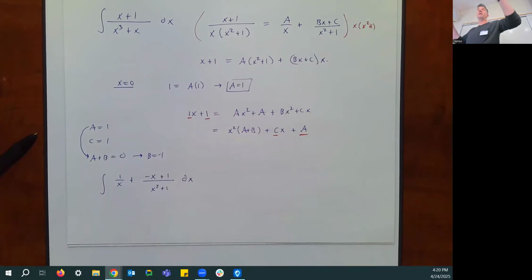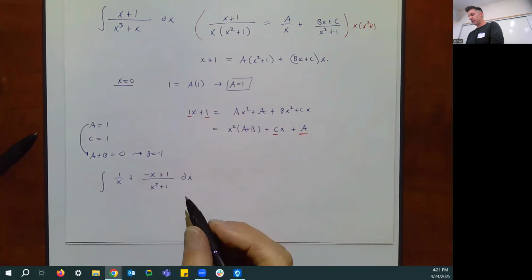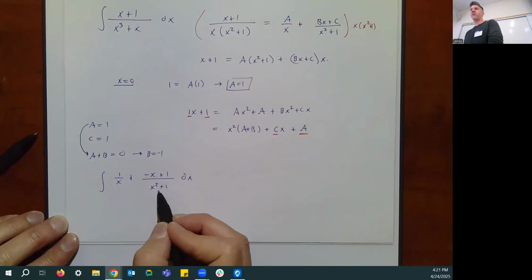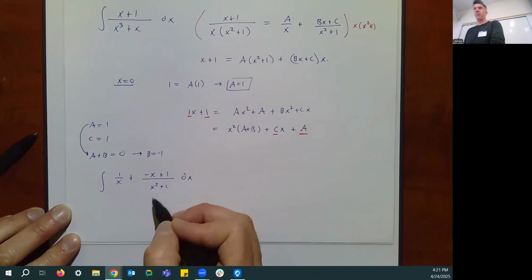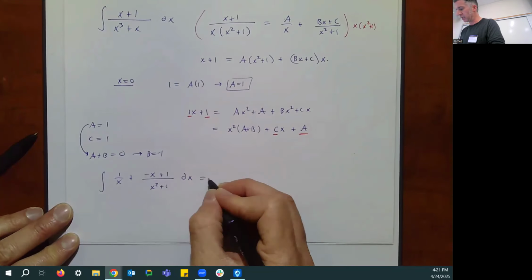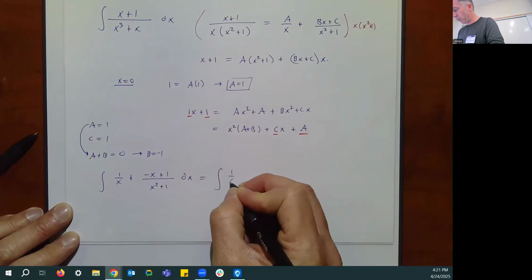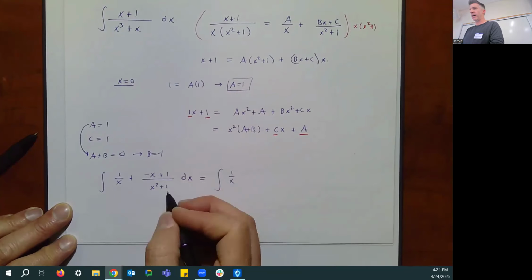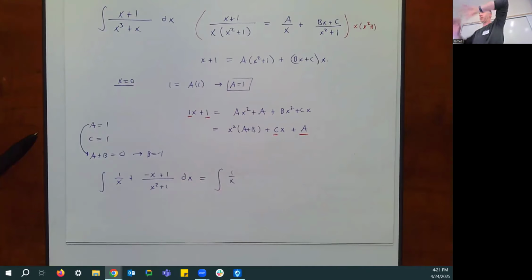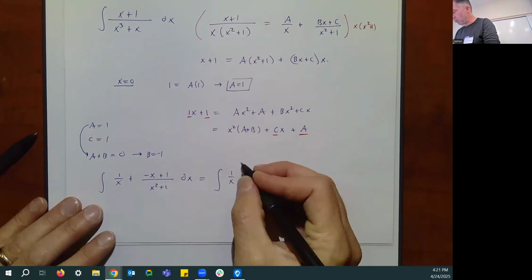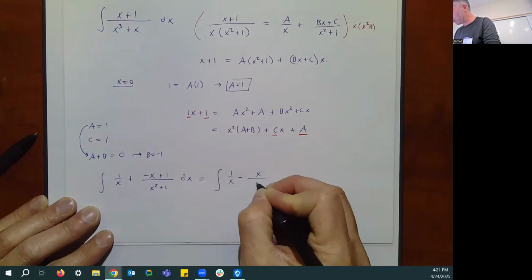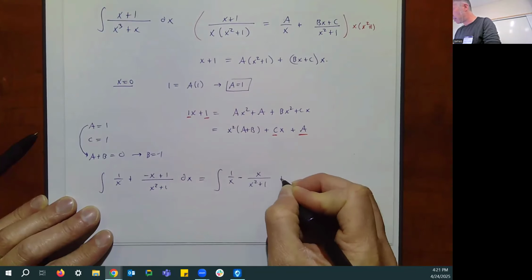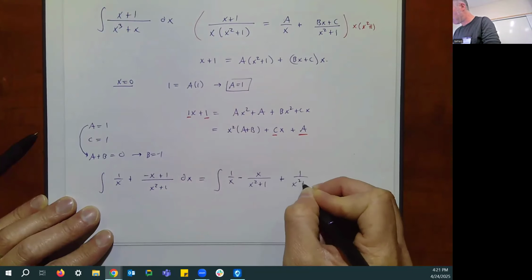Okay, here's what always happens. Whenever you have this, you always have to break this up as the bx thing over the bottom plus the c thing over the bottom. So we always break up a linear factor over an irreducible quadratic as the x part and the constant part as separate fractions. So it's going to be minus x over x squared plus 1 plus 1 over x squared plus 1.